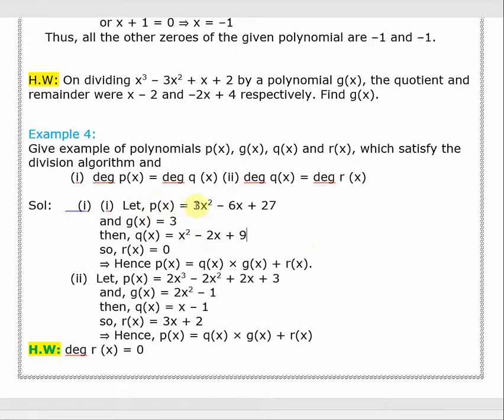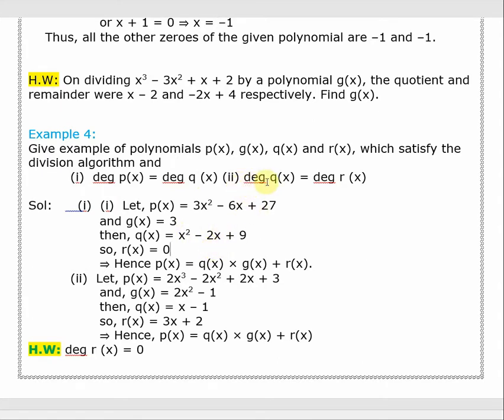See, px equals 3x square minus 6x plus 27. This is our assumption. Now we have to make the degree of qx the same as px. So the quotient's degree will be the same if we divide with a number. Here it is 3. If we divide 3x square minus 6x plus 27 by 3, the first term of the quotient will be x square. So it makes the power of px and qx the same, 2 and 2. So degree of px equals degree of qx is satisfied over here.